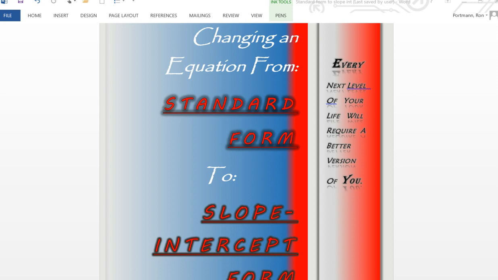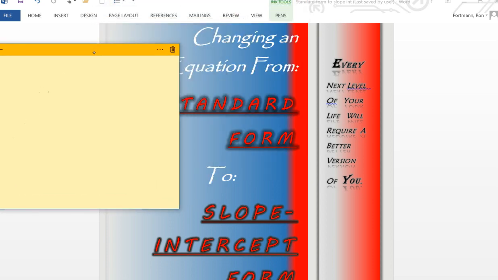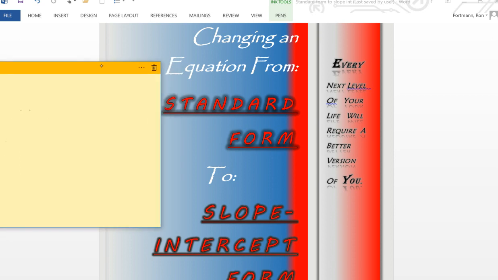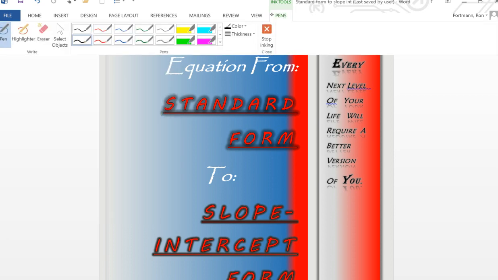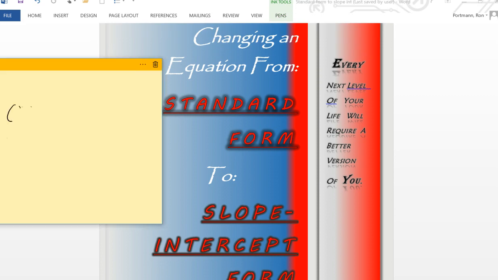We're going to be looking at how to change equations from standard form, which we'll look at in just a second, what that means and what that looks like, to slope-intercept form, which we have seen before and what we are used to. Standard form is when we have any sort of equation written in the form ax plus by equals c, in which a, b, and c are just numbers.